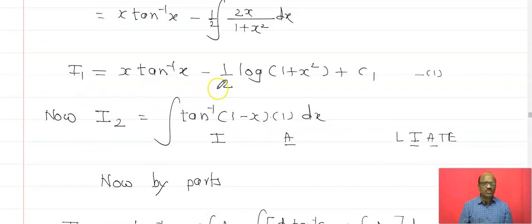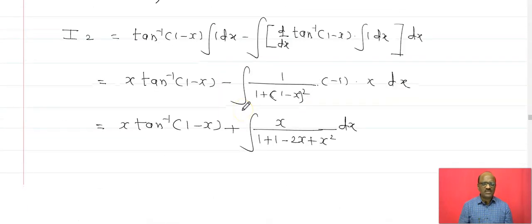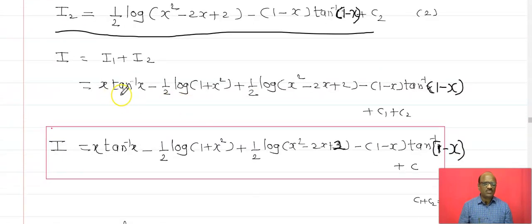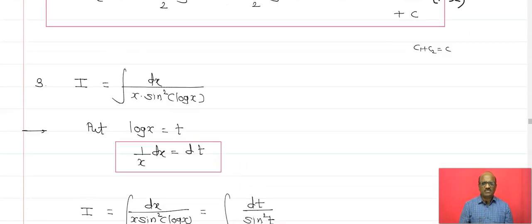I1 is x tan inverse of x minus 1 upon 2 log of 1 plus x square. Now here is that term, x tan inverse of x minus 1 upon 2 log of 1 plus x square, and here is I2 which is 1 upon 2 log of x square minus 2x plus 2 minus in bracket 1 minus x tan inverse in bracket 1 minus x plus c1 plus c2, and overall it is c. Now the next problem, that is question number 3.